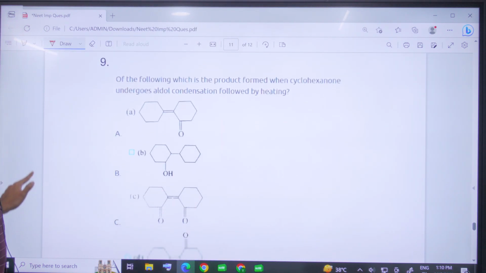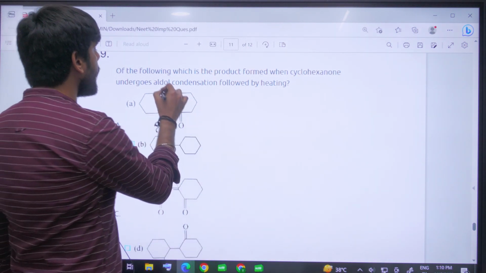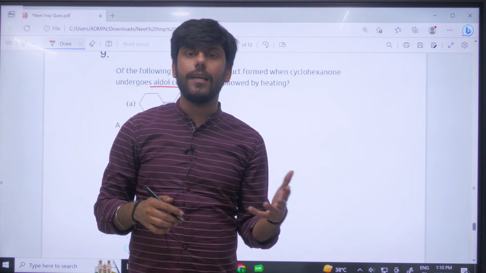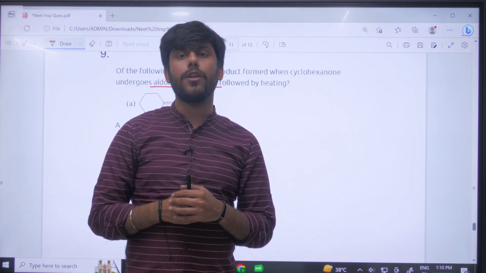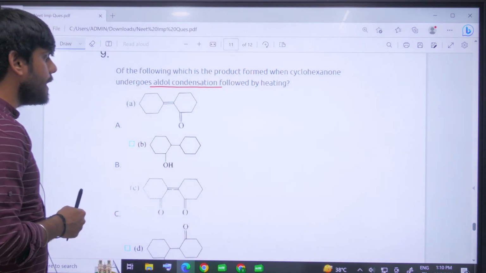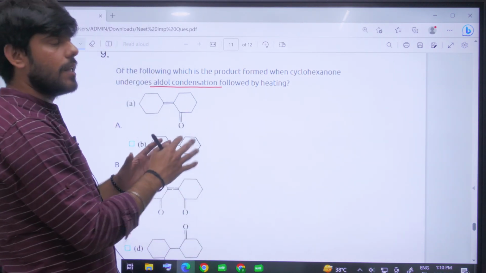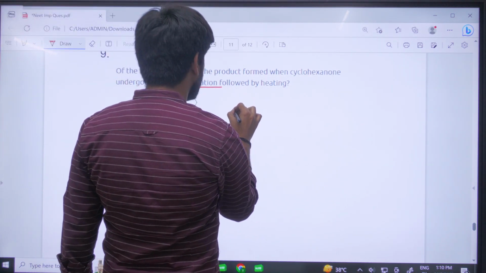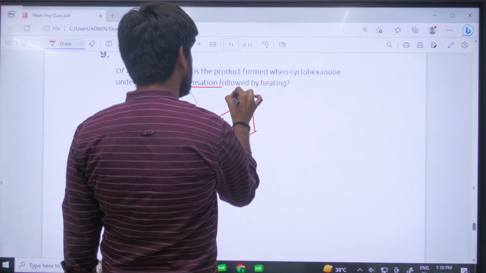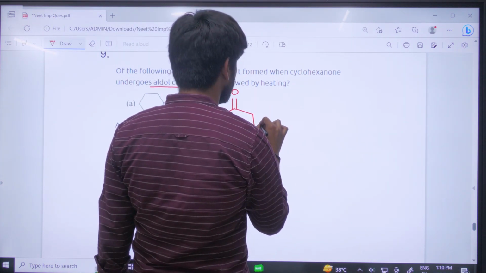Next question is, of the following, which is the product formed when cyclohexanone undergoes aldol condensation followed by heating? Now, followed by heating, it makes it aldol condensation, and you know that the product will be alpha beta unsaturated aldehyde or ketone. Though I can easily eliminate the options, we will also see the mechanism. So this is your cyclohexanone, in the presence of base only.